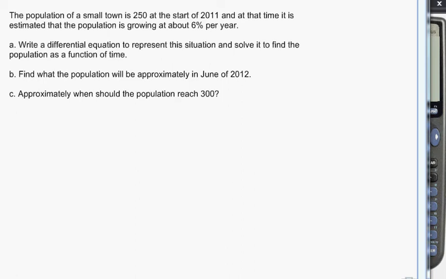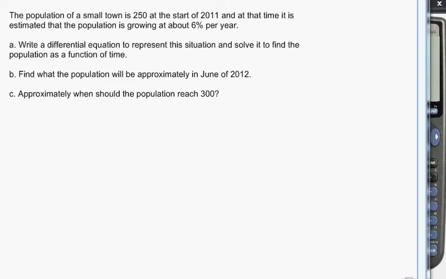Hello everyone. We are going to do an example problem of an exponential growth problem. So here we have a population of a small town, and the population is going to be growing, as populations tend to do. So we're given here that the population of a certain town is 250 at the start of 2011, and at that time it is estimated that the population is growing at about 6% per year. Okay, so that's all the information that we have.